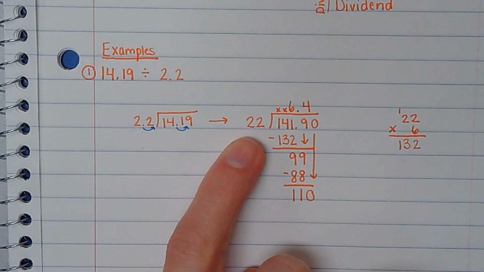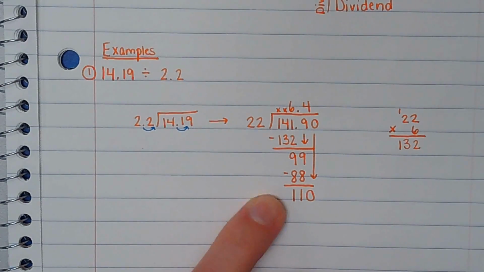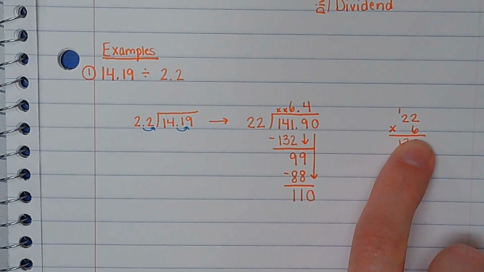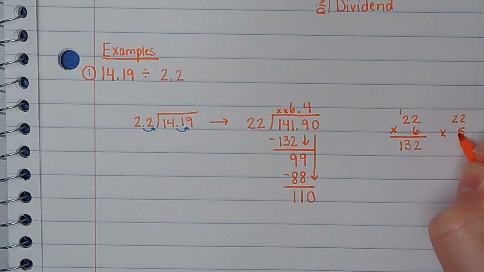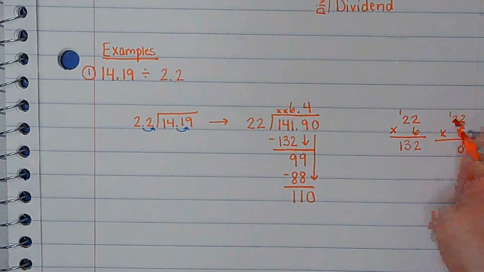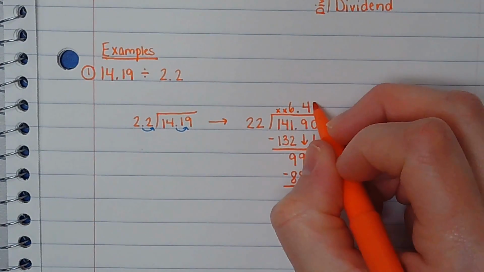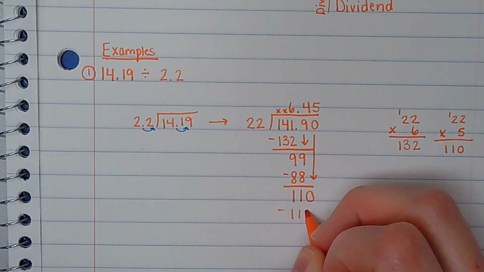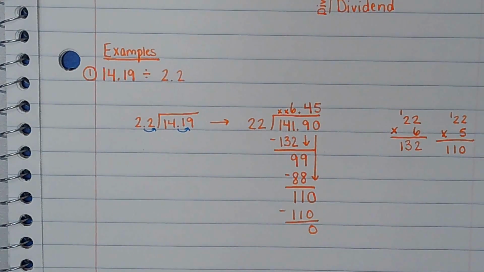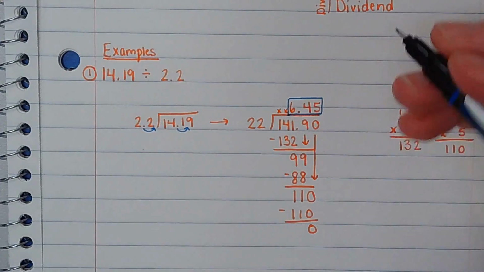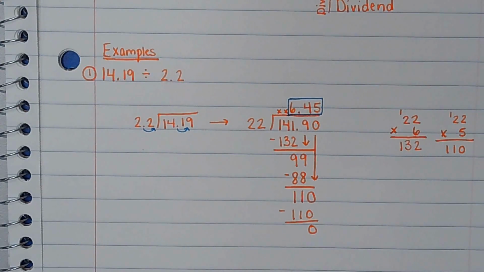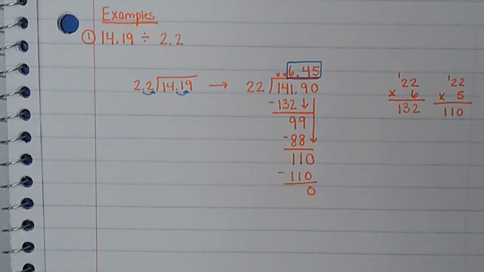So then you're at the divide step. So how many times will 22 fit into 110? Well, obviously it has to be less than 6, so let's try 5. And it is 110, so I get 5. And now I get 0. So you're done. So the answer to this problem is 6.45, or 6 45/100. Okay? All right, let's do another one, then we'll be done.